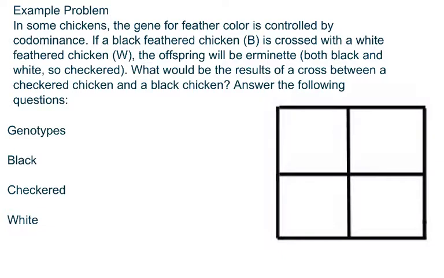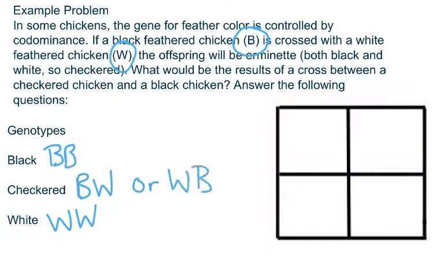Answer the following questions. So again, let's just go over the genotypes. For every genotype, you need 2 alleles, one from each parent. So they're telling us here that big B stands for black. So that means homozygous for the capital B is black. Then white was WW, because it's given right here. And then again, if you have one of each, you can write it this way, or you could write it that way. Either way, it's the same thing. That would be both black and white together. So we can just say it's checkered.